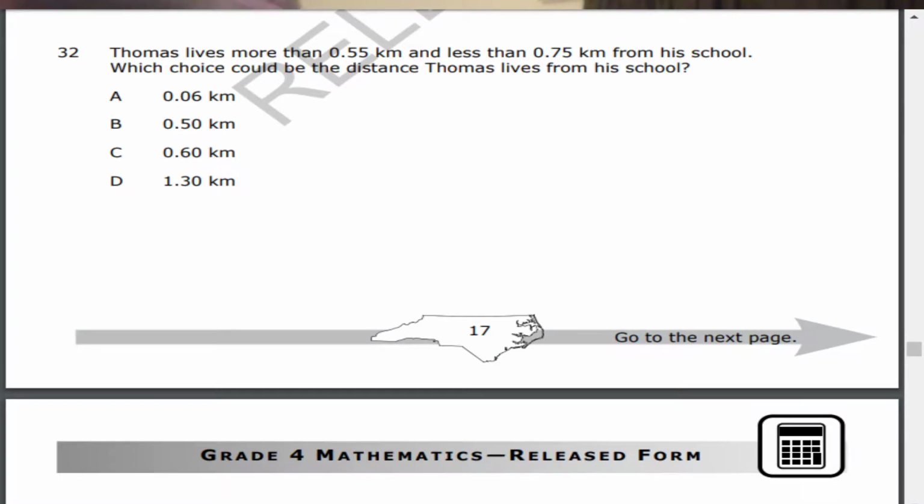32. Thomas lives more than 55 hundredths or 0.55 kilometers and less than 75 hundredths or 0.75 kilometers from his school. Which choice could be the distance Thomas lives from his school?